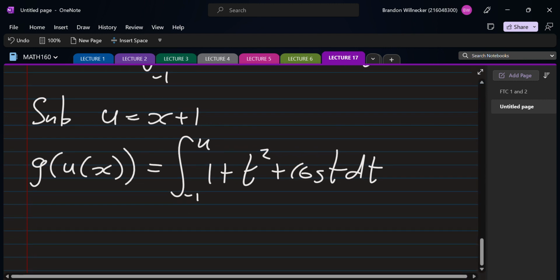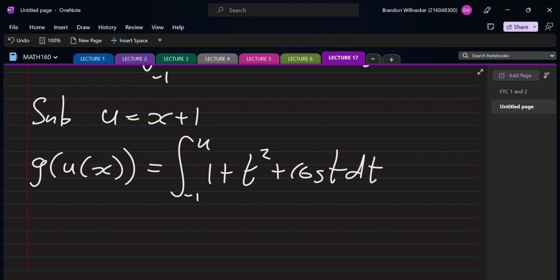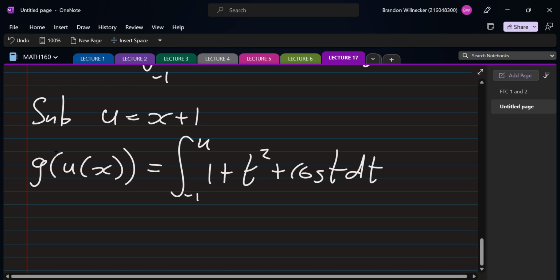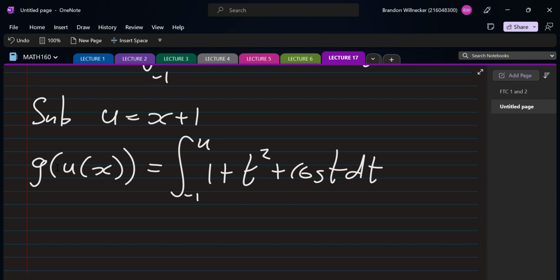Now we want to take the derivative with respect to x. That's still the goal. We may have changed the upper bound to u, but we're still trying to differentiate with respect to x. It may be a bit easier to see on the other side. We have g of u of x. If we're taking the derivative with respect to x, we need the chain rule. So we differentiate with respect to u and then multiply it by du by dx. Just the chain rule. So d by dx of g, that's going to be dg by du, du by dx. That's the chain rule.